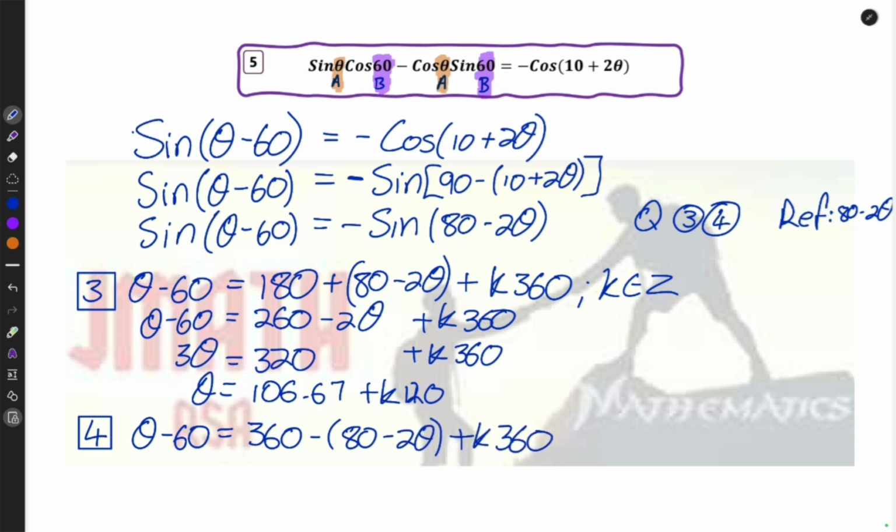So I'm going to bring all the thetas to the left. So that would be theta. On the right-hand side, if I multiply the minus in, it's a positive. So if I bring it over, it's a negative 2 theta. And then on the other side, this would just be 340 plus K360. So now I'm left with a minus on the left. I don't like that, so I'm just going to divide by the minus. So then that's going to be minus 340.